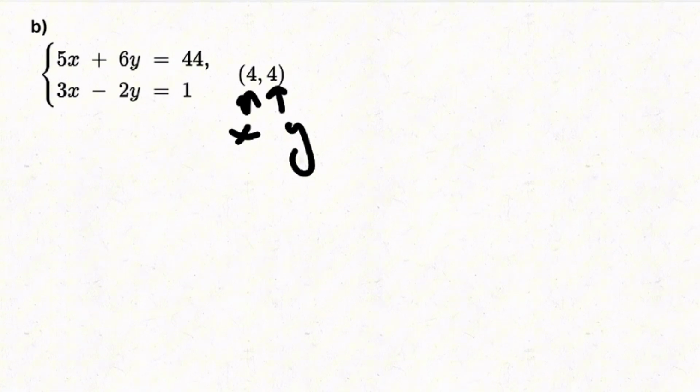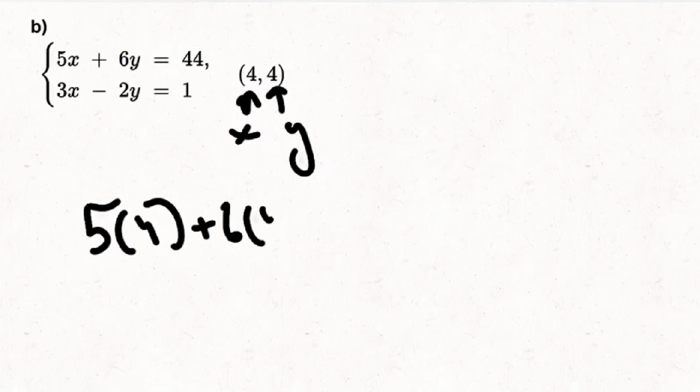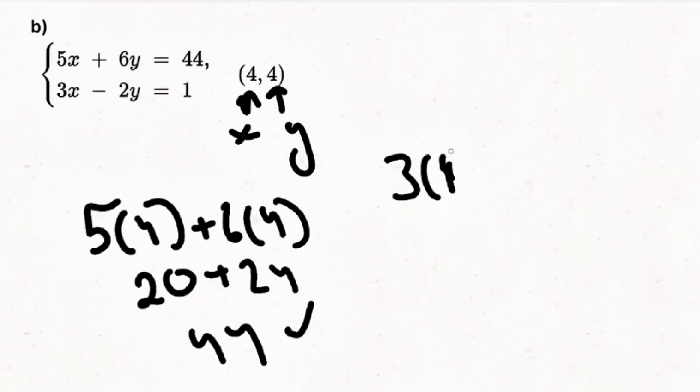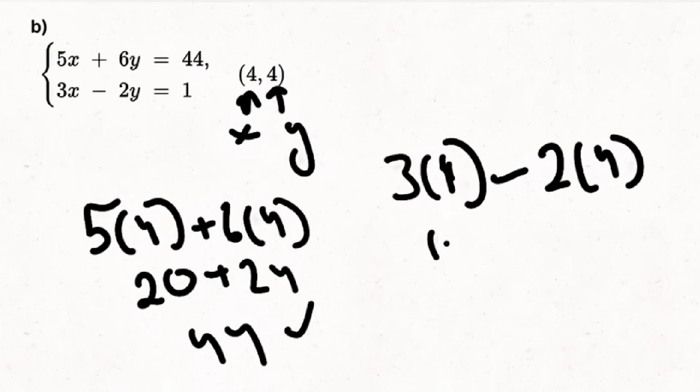So if we do that, we get 5 times 4 plus 6 times 4, and that is equal to 20 plus 24, and that is equal to 44. So our first equation is satisfied from the ordered pair. Now we move on to the next equation. So we have 3 times 4 minus 2 times 4. And 3 times 4 is equal to 12.